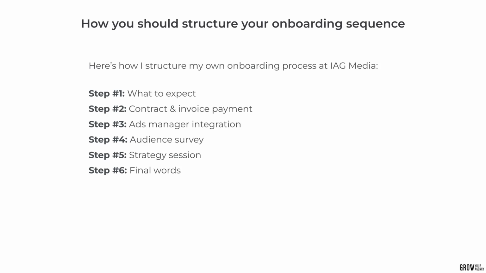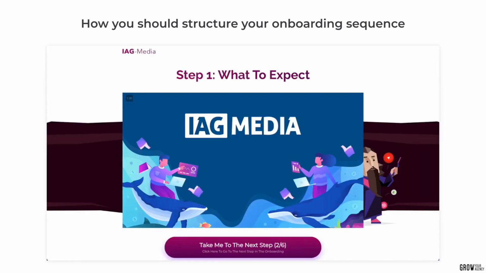Now for the audience survey, we usually embed or link a Typeform or Google form for them to fill out. And for the strategy session, make sure you embed your calendar and allow them to book a call straight from the page they're currently in. Now you can see how I do that for my own agency by going through all the steps to the onboarding process in the link below.